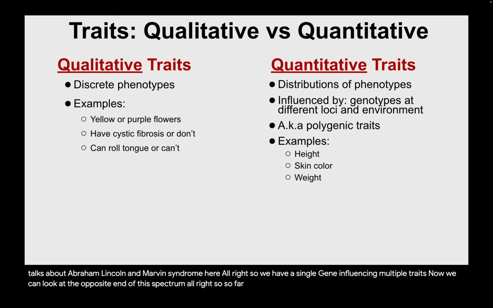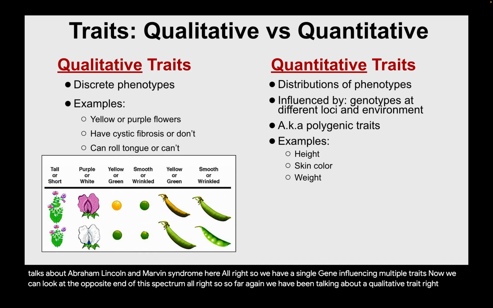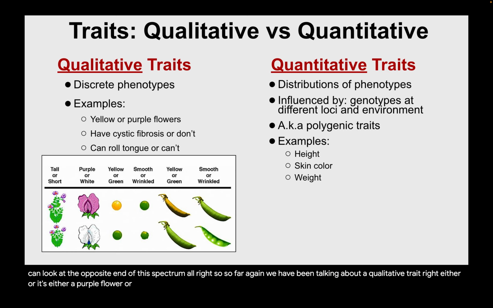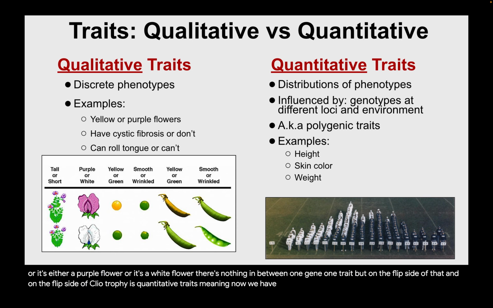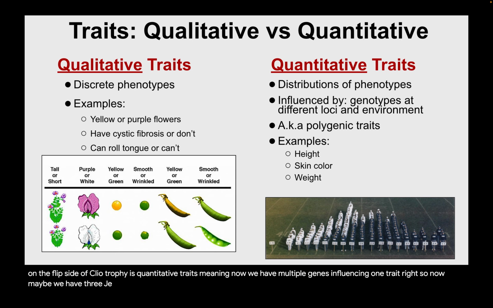So far, again, we had been talking about a qualitative trait. Either or, it's either a purple flower or it's a white flower. There's nothing in between. One gene, one trait. But on the flip side of pleiotropy is quantitative traits, meaning now we have multiple genes influencing one trait. So now maybe we have 3 genes influencing one phenotype, or 5 genes influencing one phenotype.